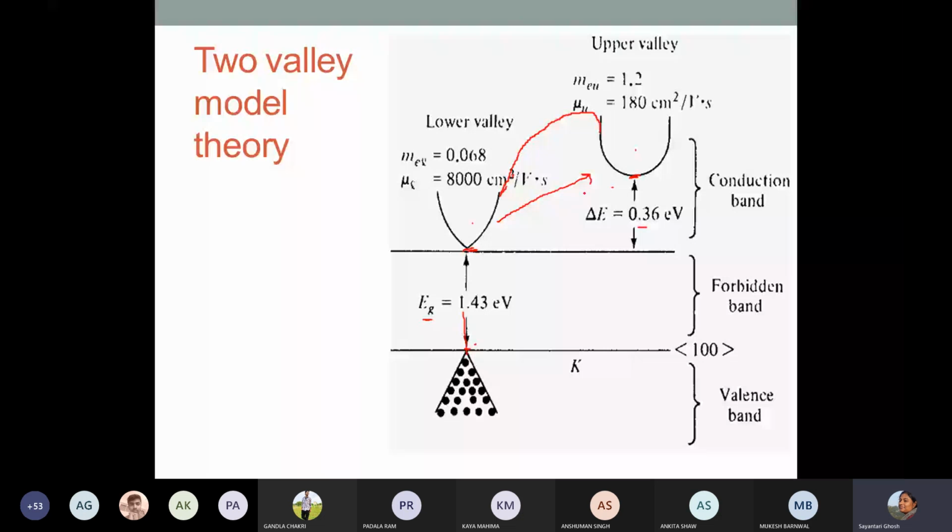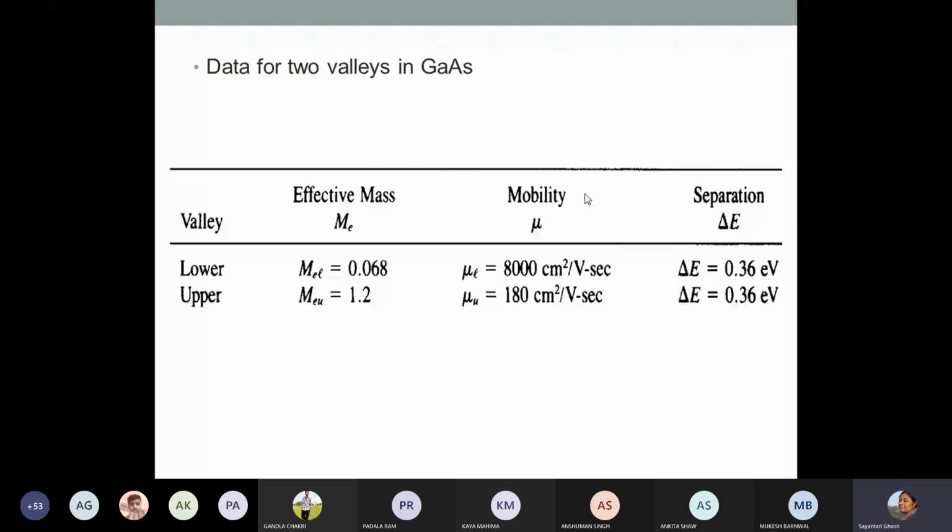So something like that basically happens in the case of gallium arsenide when we apply a really high voltage across the material. These two valleys have drastically different properties. The lower valley has a mobility of electrons which is much higher than what we have in the upper valley. So the mobility of electrons is very high in the lower valley.